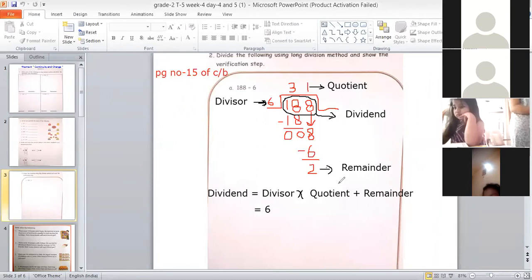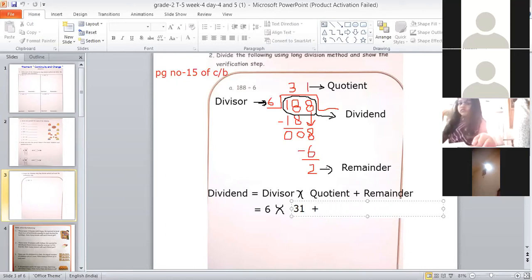Yes, children, what we have to do, I said, we will multiply the divisor by the quotient. So the divisor is 6 multiplied by the quotient. Now the quotient is 31, so we will write here 31. Then after that, what is there, Tanishka? Plus remainder. Now how much is the remainder, Tanishka? Remainder 2, ma'am. Very good, 2.